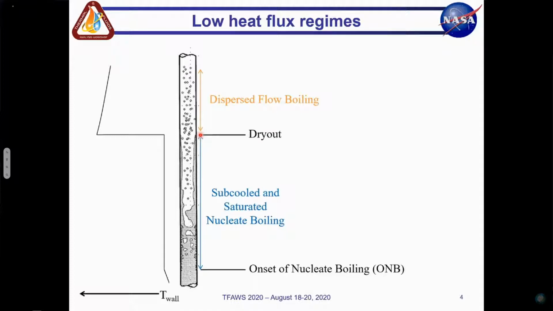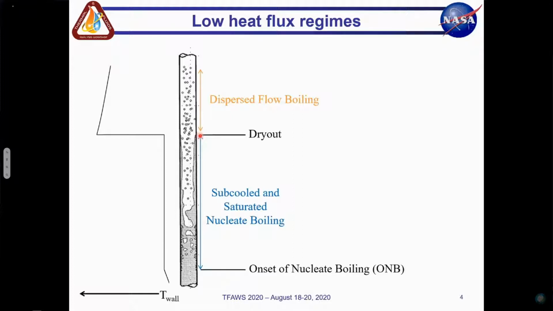From this point on, all the way up to this dryout point I have, is going to be called the nucleate boiling regime. Now, it could be a subcooled nucleate boiling regime or saturated. That just depends on the bulk fluid temperature. But as far as the correlations and the modeling is concerned, it's just a nucleate boiling regime.